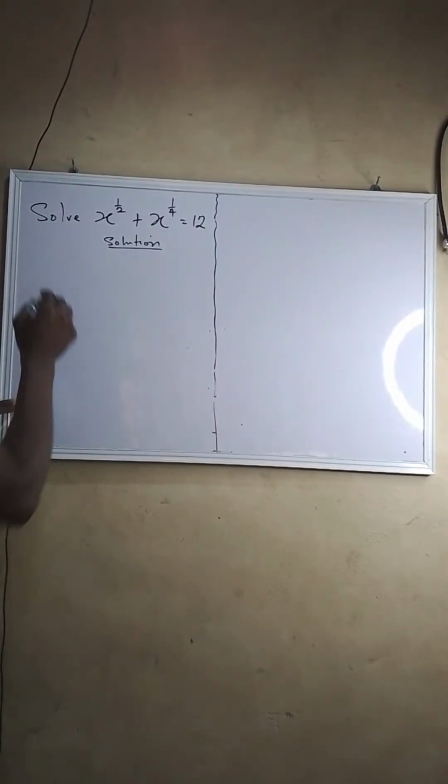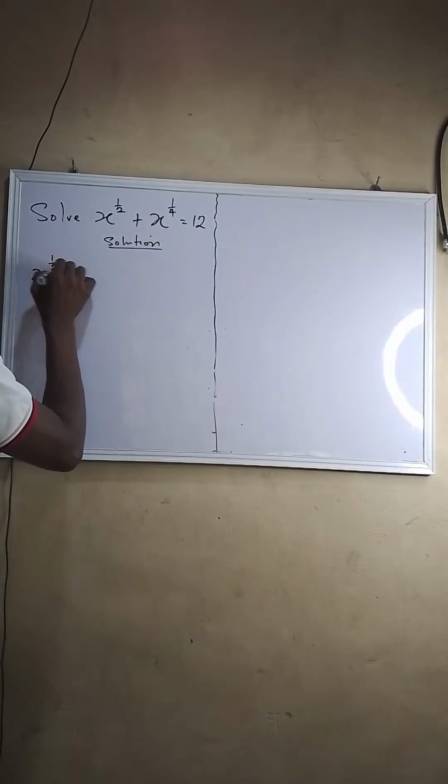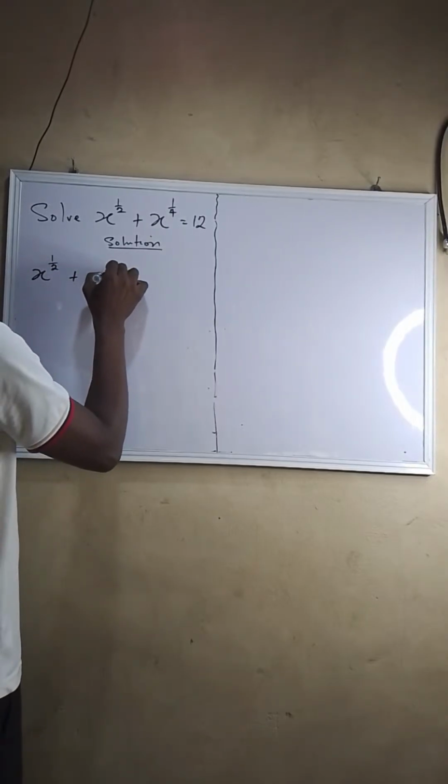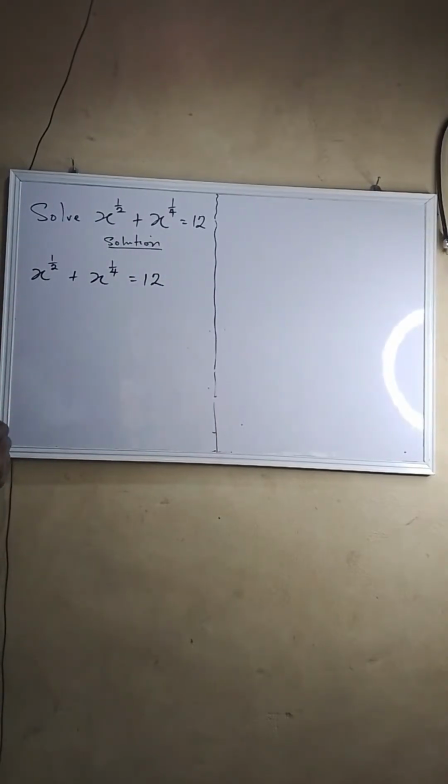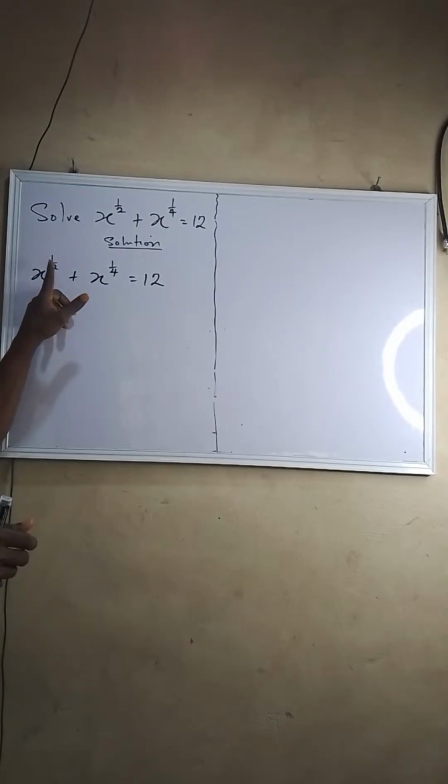Okay, so now let's look at it. We have x raised to the power of 1 over 2 plus x raised to the power of 1 over 4 equals 12. Now, the first thing that comes to mind when I see this type of question is I will find a way to express x such that it's going to have a power of 1 over 4, because I'm seeing 1 over 4 here. That will help me to be able to join the two together. Otherwise, it may be very difficult. So I will find a way to bring out 1 over 4 here.